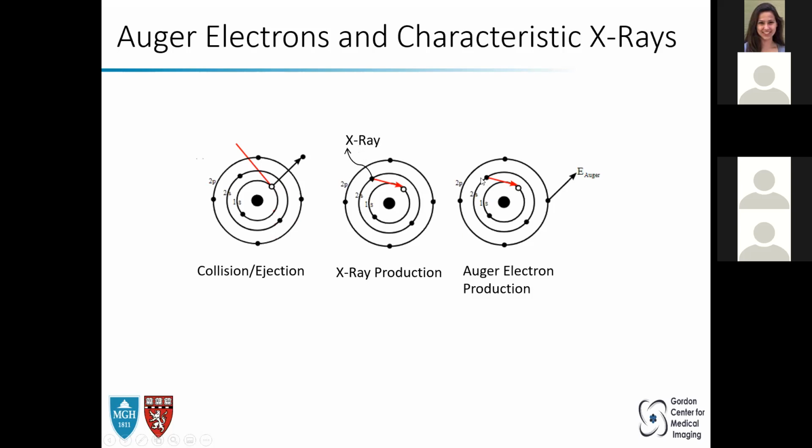The other option is, instead of this energy being transferred into photon production, creating an X-ray, it can be transferred to another electron in the outer shell, kicking it out, making Auger electron production. So we get a second electron knocked out of here, but no photon production.